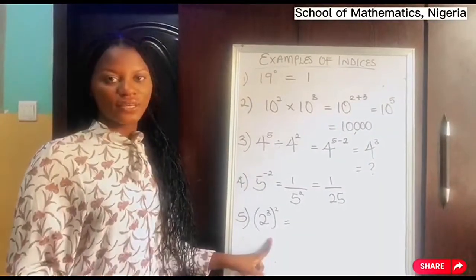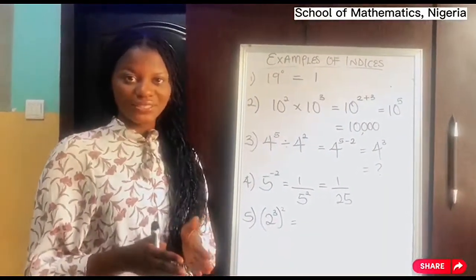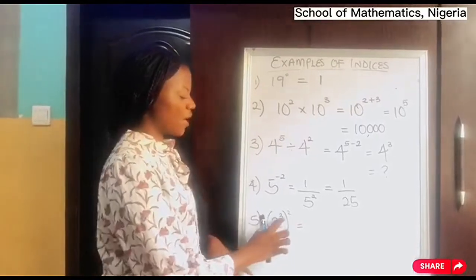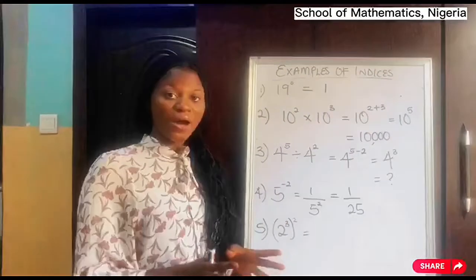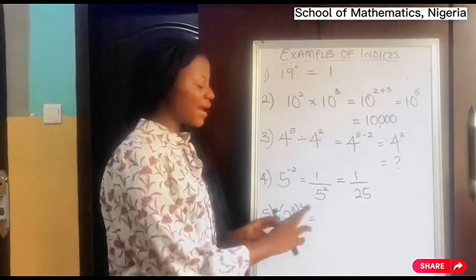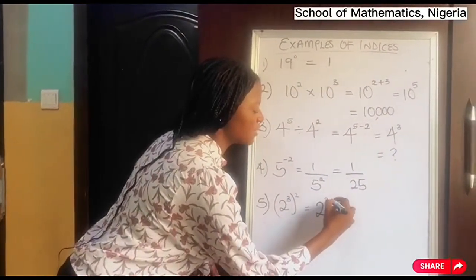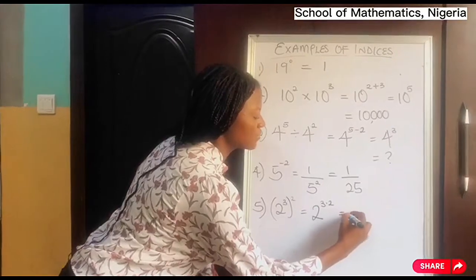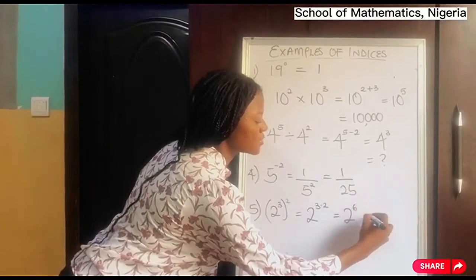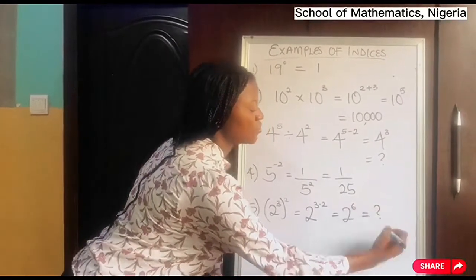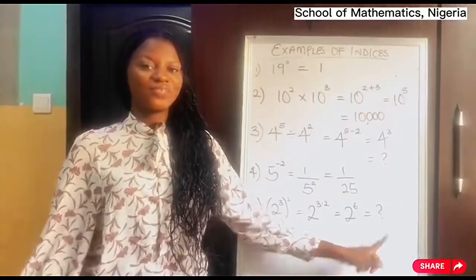Now we have another example. Remember what one of the laws says, right? It says that when you have a bracket raised to 2 powers, you multiply the powers. So here you have 2 raised to the power of 3 times 2. This gives us what? 2 raised to the power of 6. Somebody should give us the answer to this in the comment section.